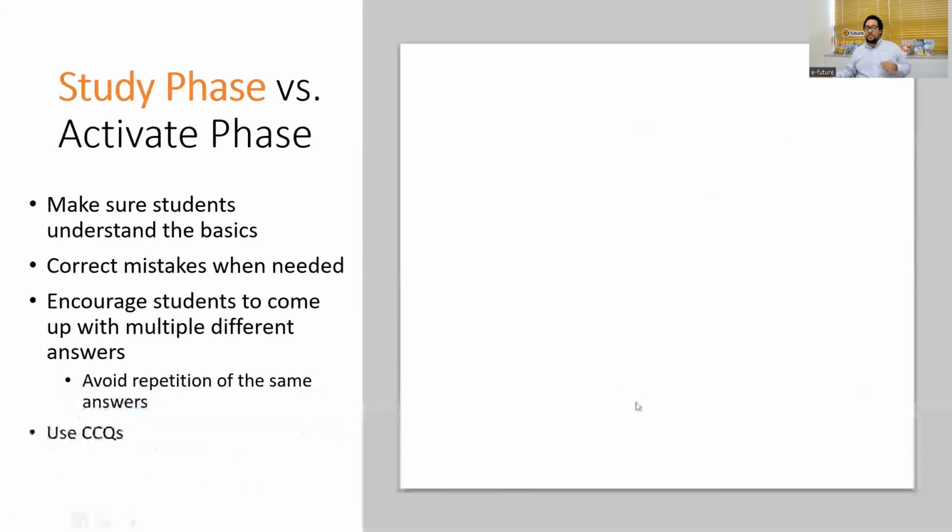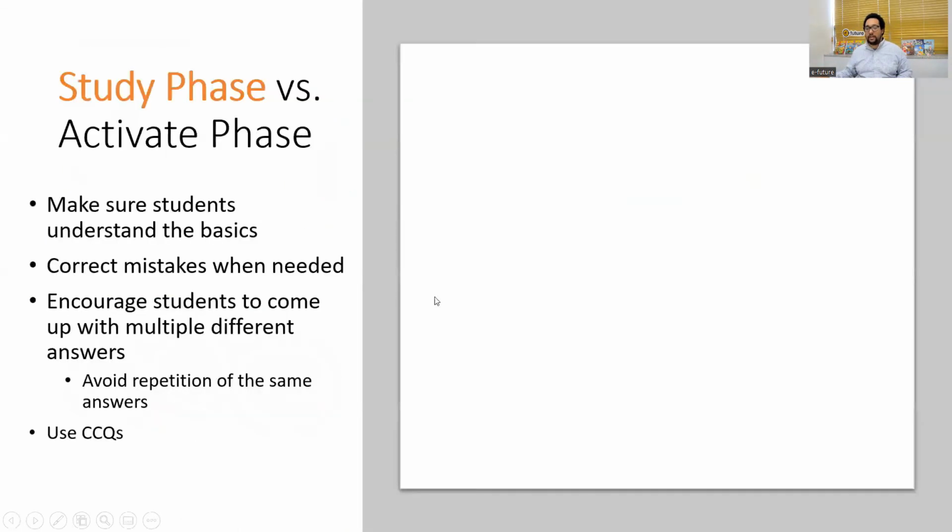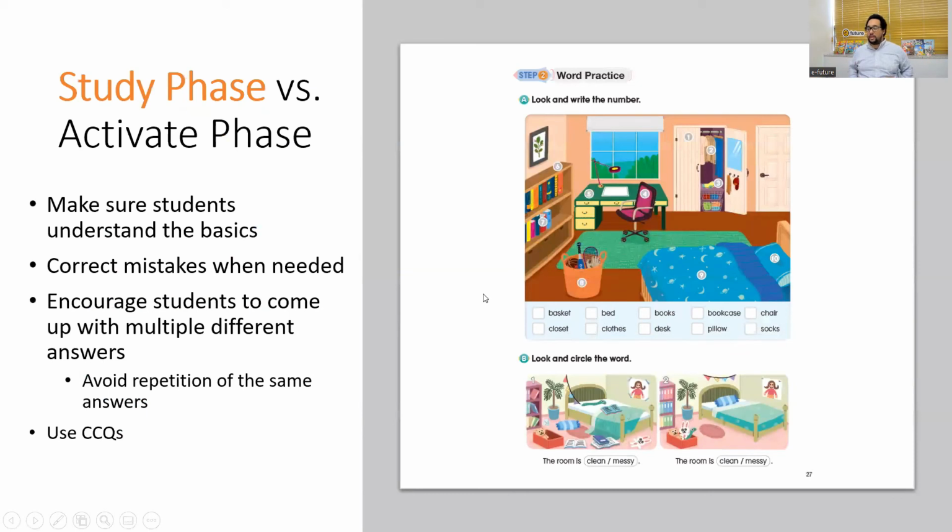Okay, so that activity that we just looked at here, this would be something that is in the study phase of learning. So let's very quickly look at another one here. This is a vocabulary activity. Now, when you're going through the study phase, you want to make sure that the students are understanding the basics. So you want to know the foundation has to be solid. During this time, you're going to be correcting mistakes when they occur.